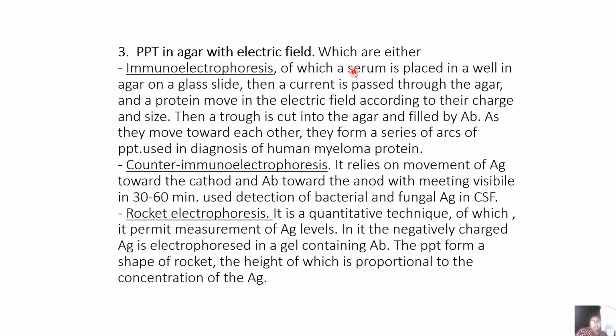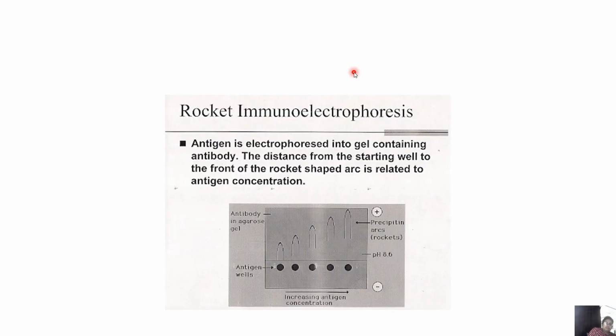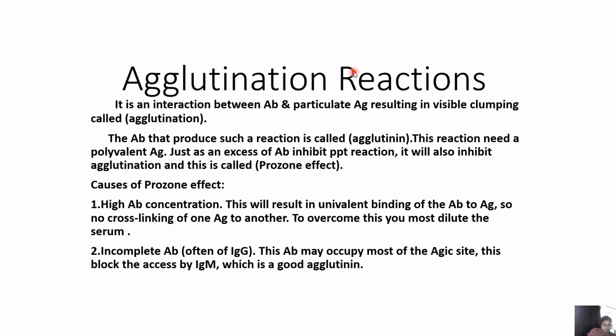Then we have rocket electrophoresis. Basically, it's a quantitative technique which permits measurement of antigen levels. In it, the negatively charged antigen is electrophoresed in a gel containing antibody. The precipitate forms the shape of a rocket, the height of which is proportional to the concentration of the antigen. Then we have rocket immunoelectrophoresis, in which the antigen is electrophoresed into gel containing antibody. The distance from the starting well to the front of the rocket-shaped arc is related to antigen concentration.